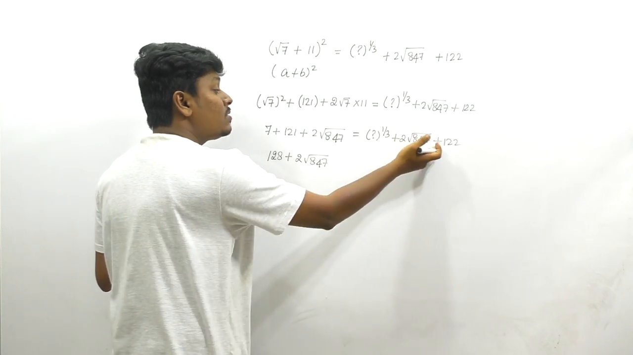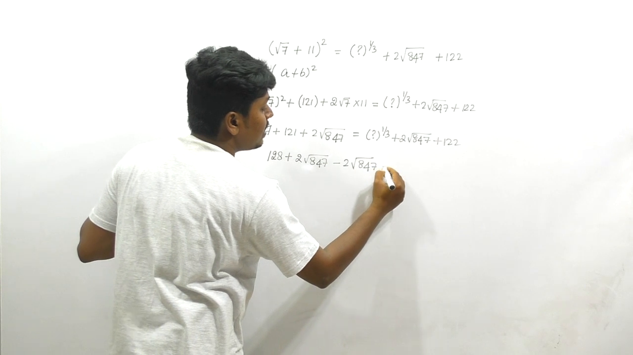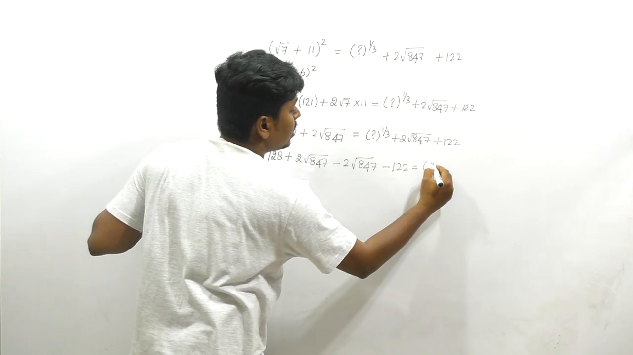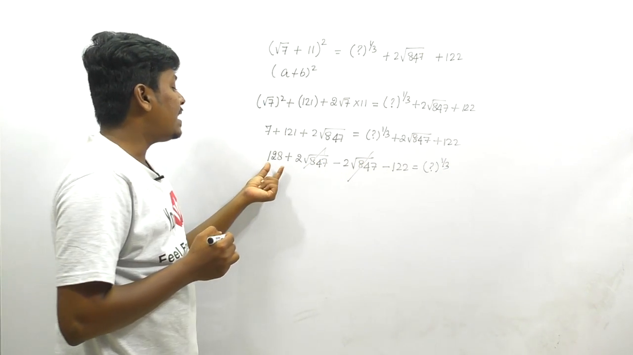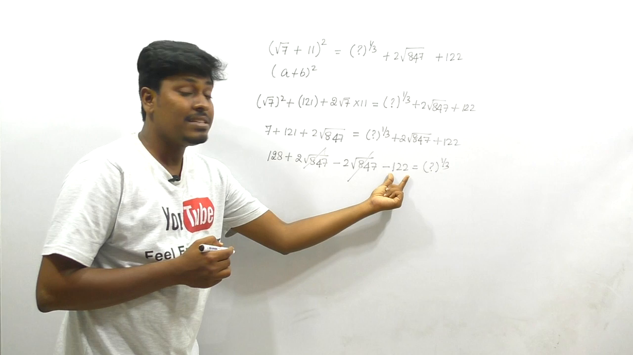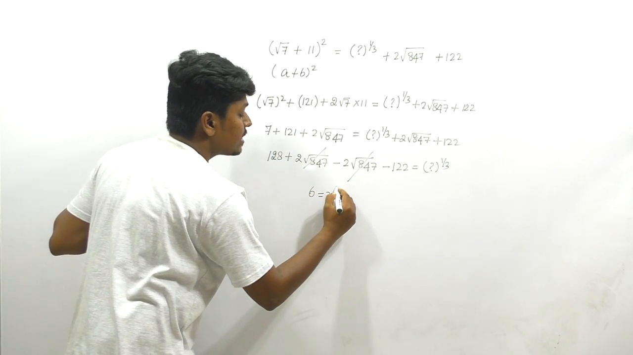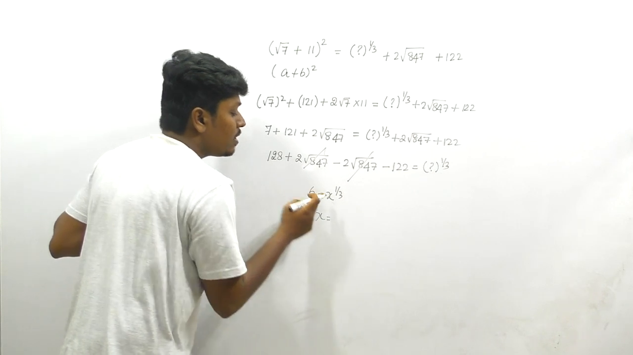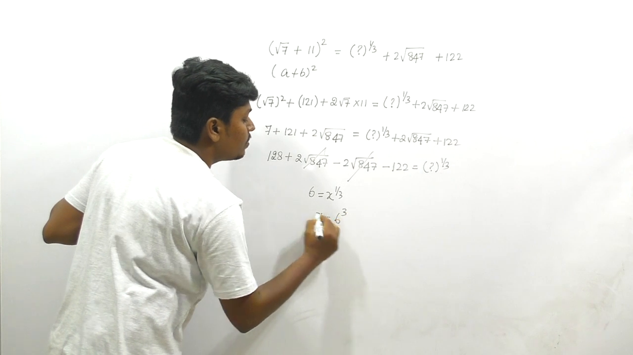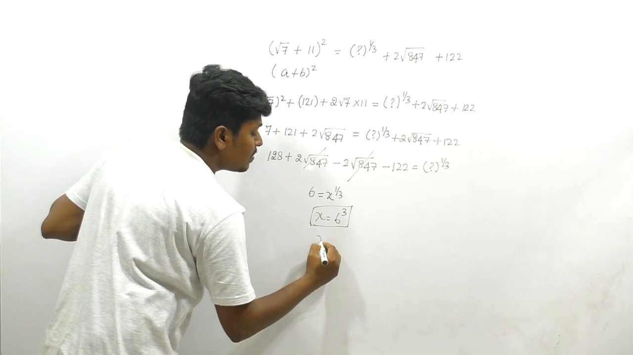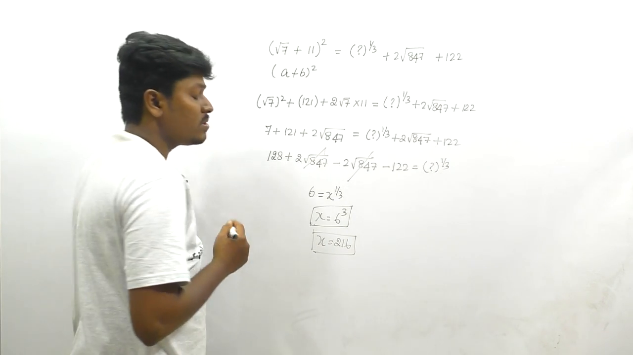When we bring these two terms towards the left hand side, it is minus 2 root of 847 minus 122, equal to x power 1 by 3. So let me cancel these two terms, and here it is 128 and here it is minus 122. When we subtract this, the resultant will be 6, that is x power 1 by 3. So x is equal to, when the 1 by 3 moves towards the other side, then it will be x equals 6 power 3, so x is equal to 216. So finally we got the x term, which is 216.